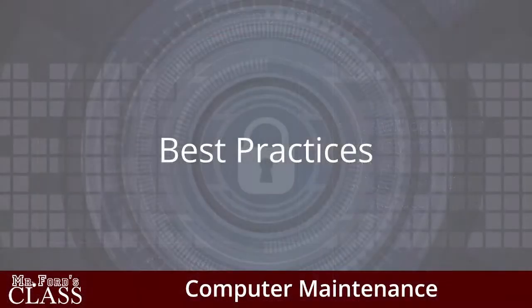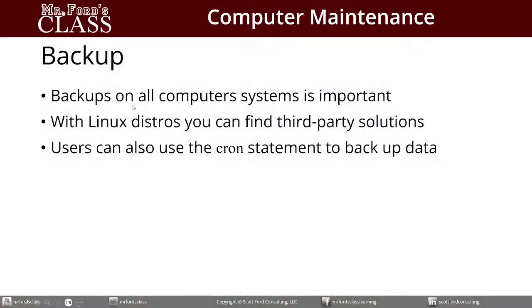All right, best practices for Linux are pretty much the best practices for everything else. First of all, backups. You've got to make backups. Back up your information. With Linux, there are so many third-party things you can use. Find one that works for you. There's also the cron statement that you can use to back up data on some versions of Linux. So be aware that a cron statement does exist. And we'll take a look at the commands in the next live stream in about 40 minutes or so.